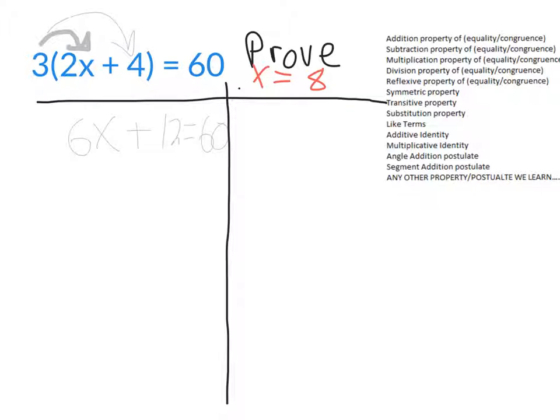Okay, next step. Got to get rid of something. You guys have done this before. You don't need me to even really do this. We're subtracting 12 from both sides. So we're going to get 6x is equal to 48. And then we're going to rewrite it. We're just going to say x is equal to what? What is x going to be equal to? Hopefully it's 8.